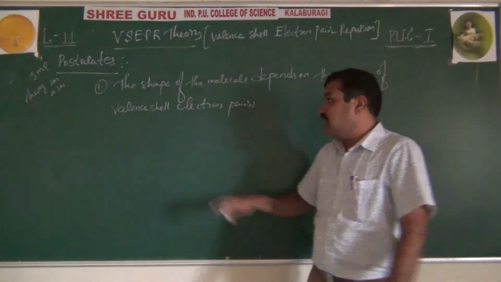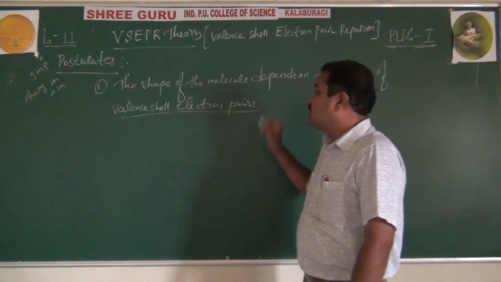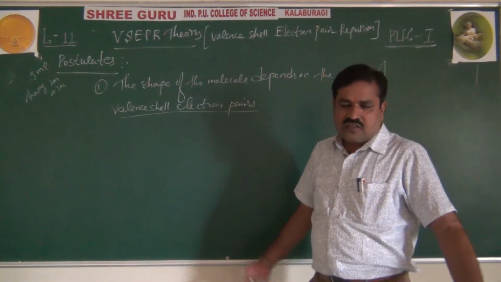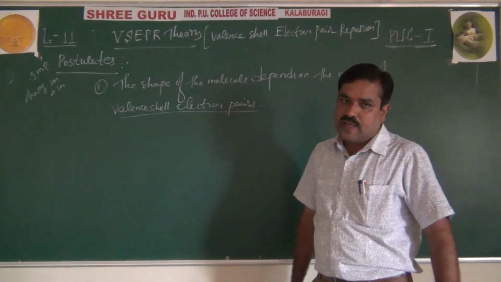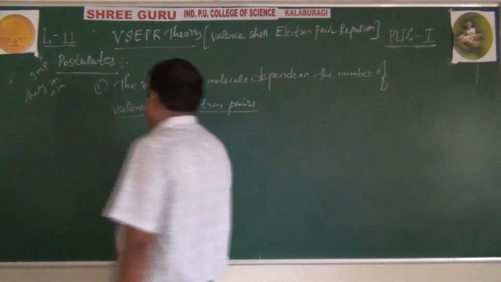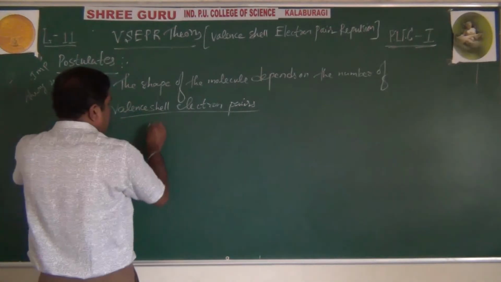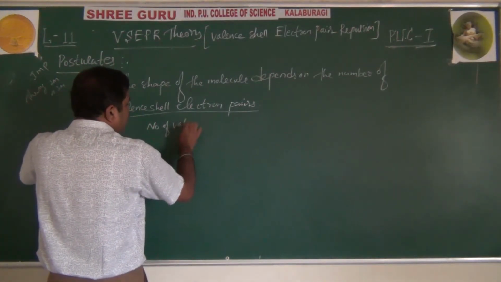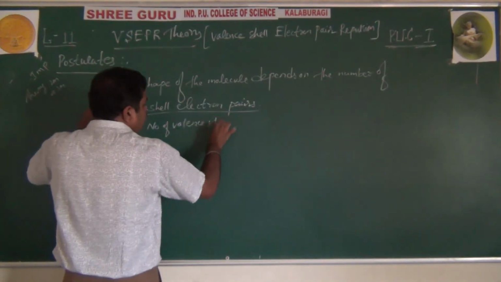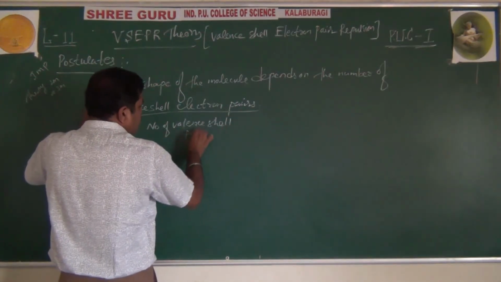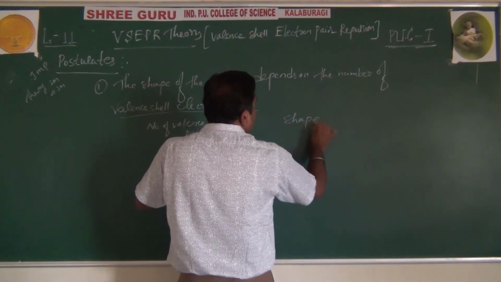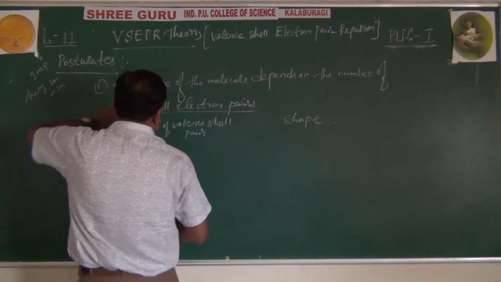Remember, valence shell electron pairs. If they are taking part in bond formation, they are called bonding pair. If not, they are called lone pair. Simple. Okay? Right. Now, if the number of valence shell electron pairs decides the geometrical shape of the molecule.